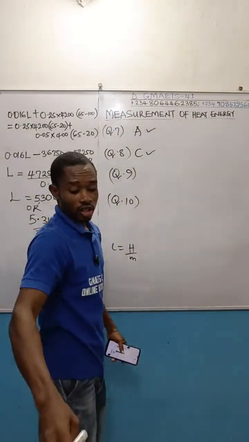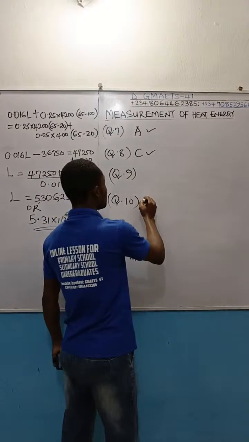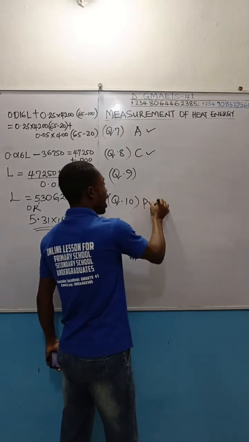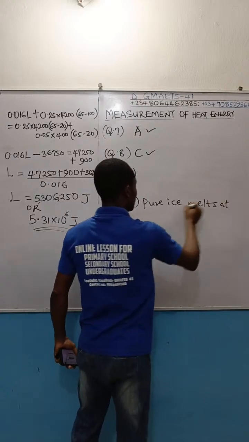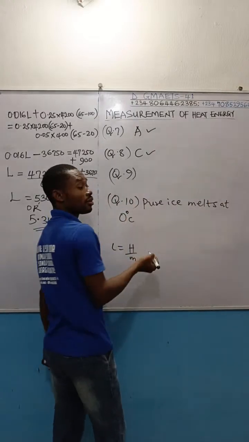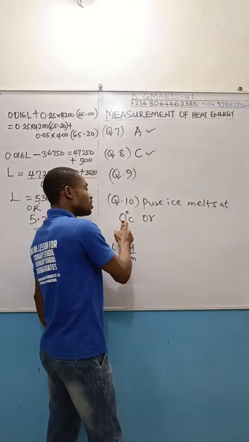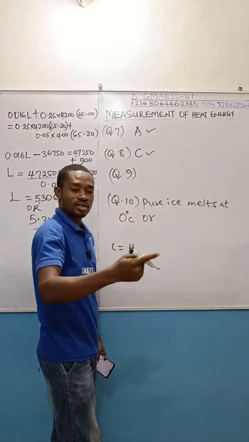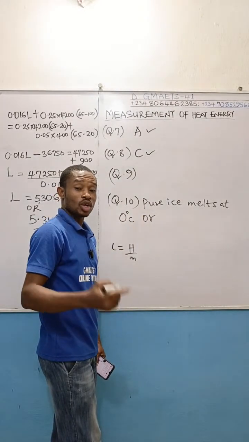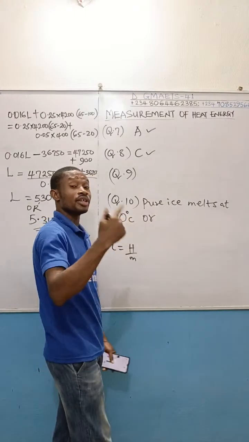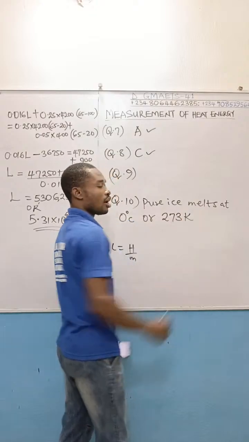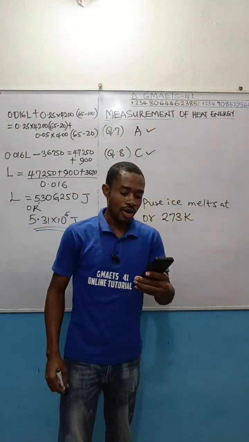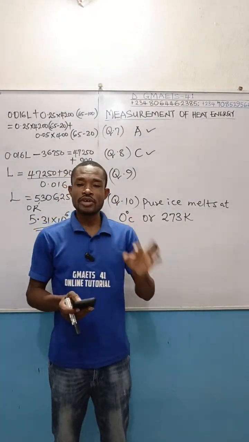I think in question number 5, I guess we did something like that. Pure ice melts at 0 degrees centigrade, and this 0 degrees centigrade converts to 273, because you know to change from degree centigrade to Kelvin, you add 273. So 273 Kelvin. So do you see why the correct option is B, 273 Kelvin?